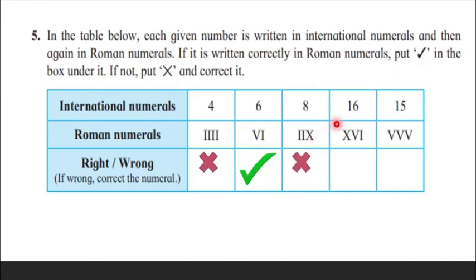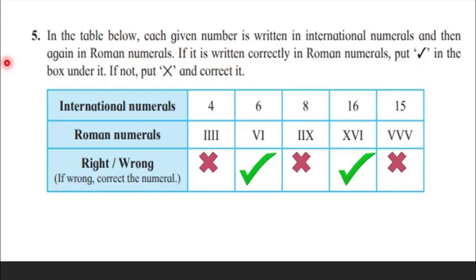Next is 16. Is it correct? X is given, V is given and 1 I is given. So it is correct. Next is 15. Do we write 15 in this manner? Can we write 4 times or 3 times V? Or that is V? So it is wrong.